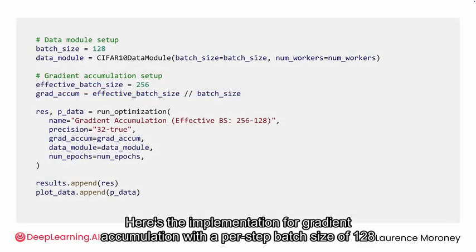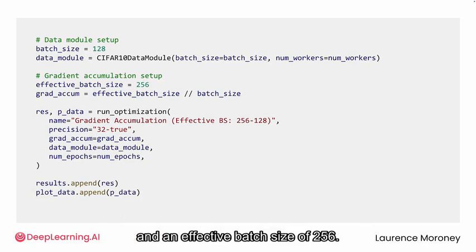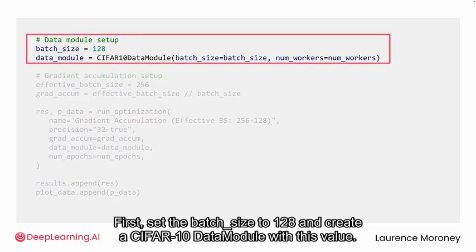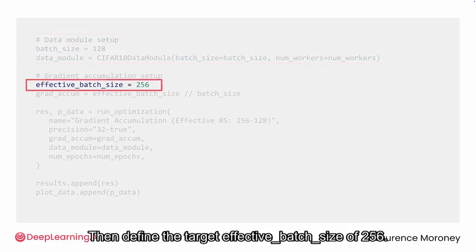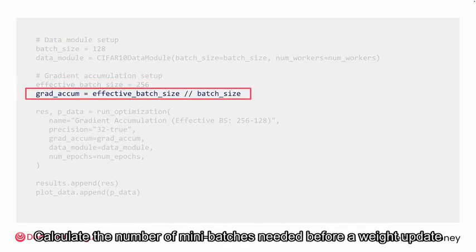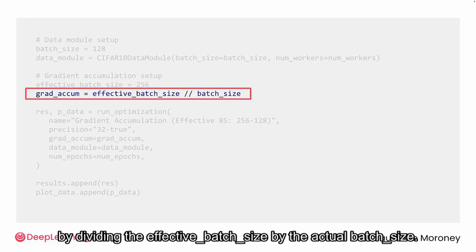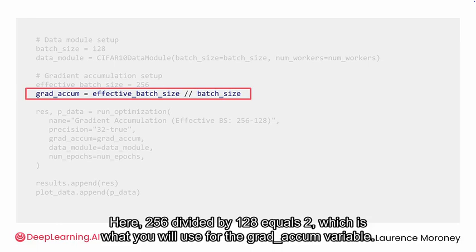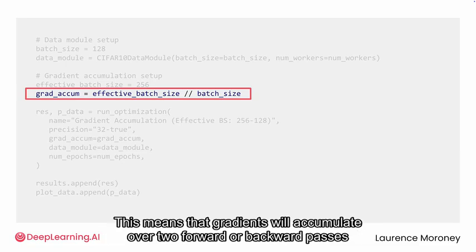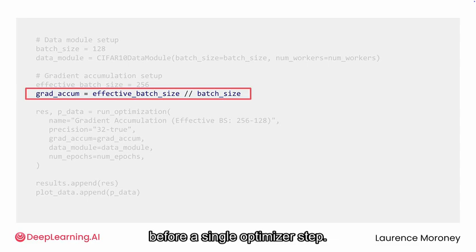Here's the implementation for gradient accumulation with a per step batch size of 128 and an effective batch size of 256. First, set the batch size to 128 and create a CIFAR10 data module with this value. Then define the target effective batch size of 256. Calculate the number of mini batches needed before a weight update by dividing the effective batch size by the actual batch size. Here, 256 divided by 128 equals 2, which is what you will use for the grad accum variable. This means that gradients will accumulate over 2 forward or backward passes before a single optimizer step.